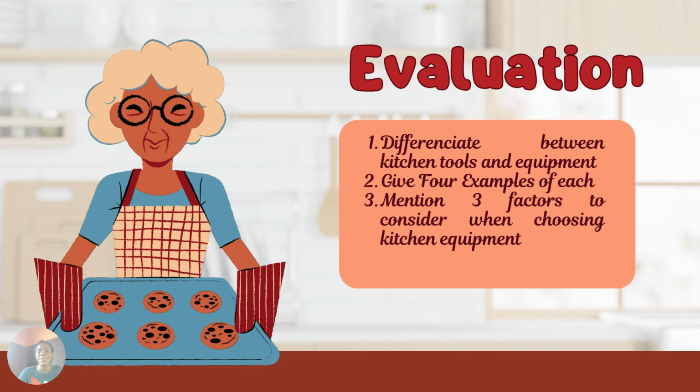Good. All right. Last question says mention three factors you need to consider before you can choose a kitchen equipment. Just mention three factors. The most important one is what? The money at hand. Good. Money is very, very important. You can't just go to the market to buy a kitchen equipment without having the money at hand.